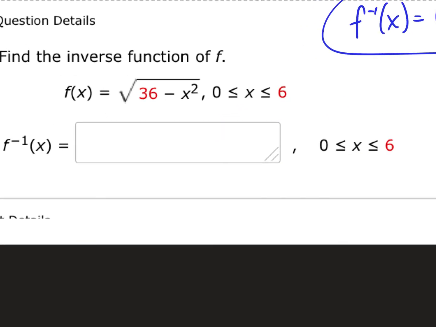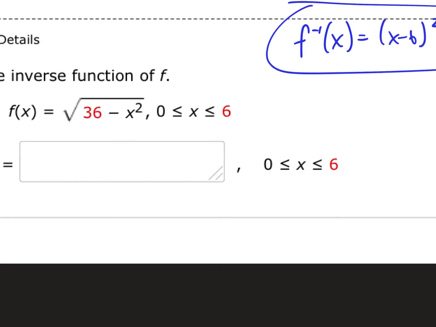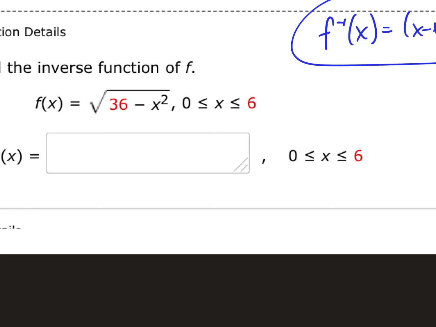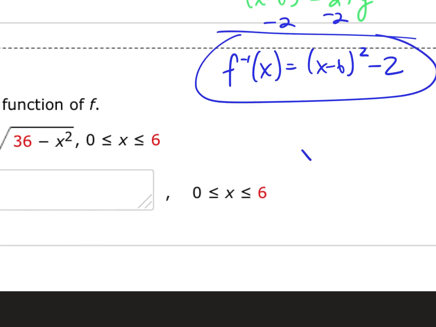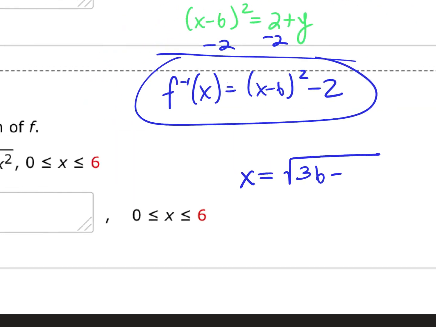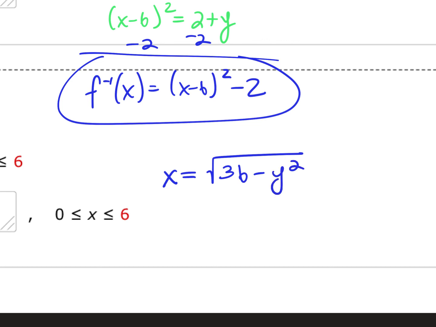All right, let's look at the last one. Our inverse exists in between the values of 0 and 6 on our x-axis, but how do I solve this algebraically? Alyssa, you want to do it? Tell me the first step. Inverse. What do we do with our x and y? Okay, so you switch the x and y. So I have x equals the square root of 36 minus y squared.